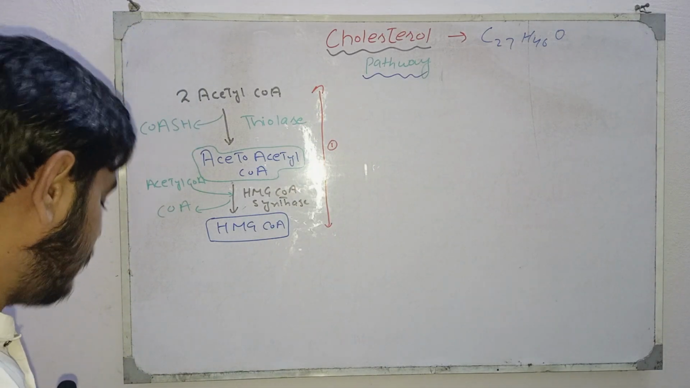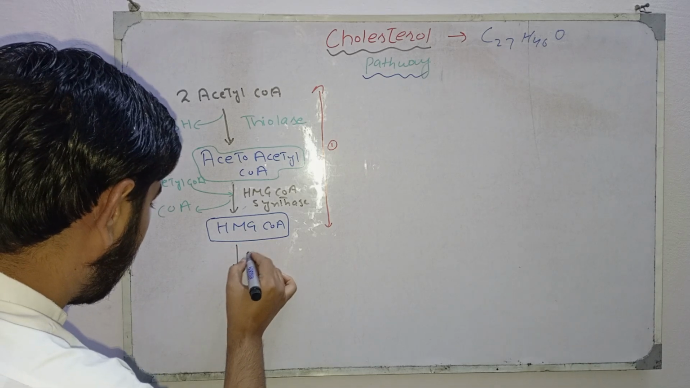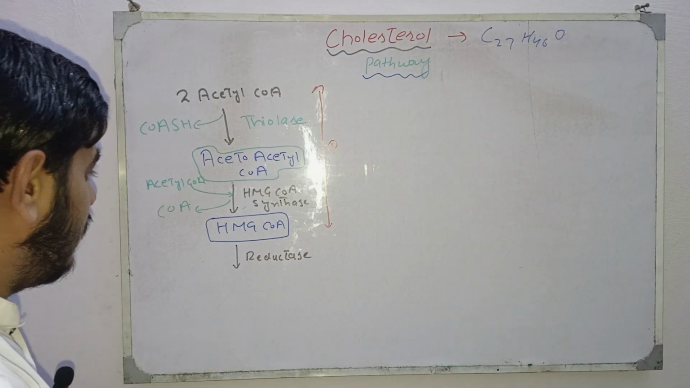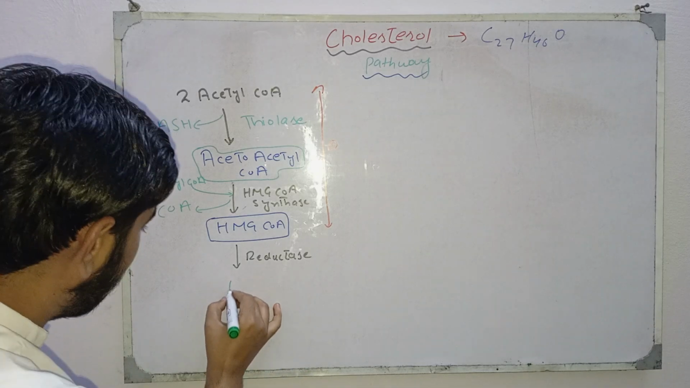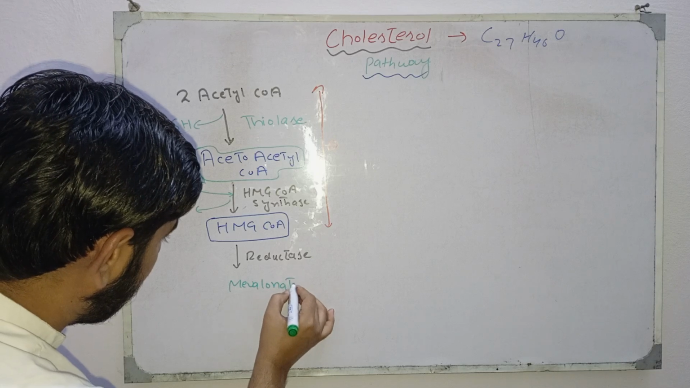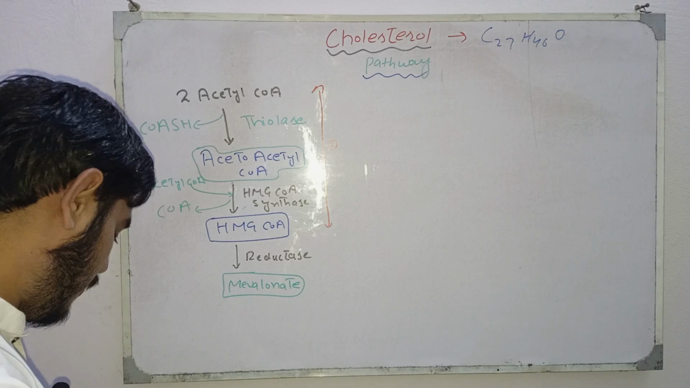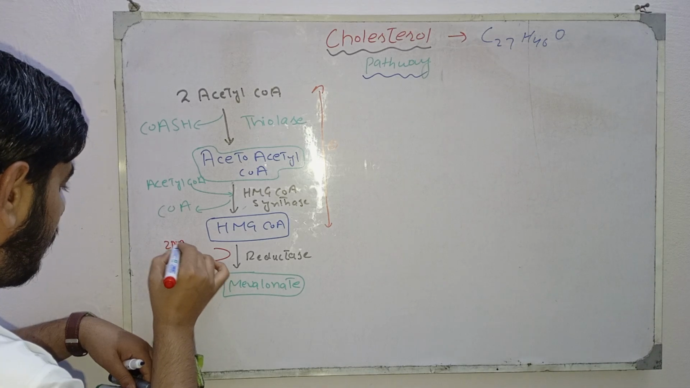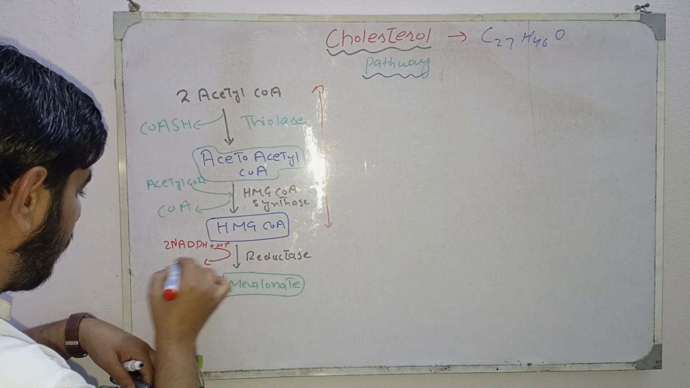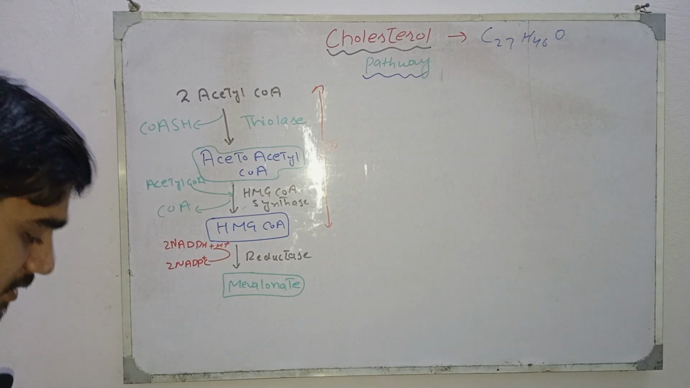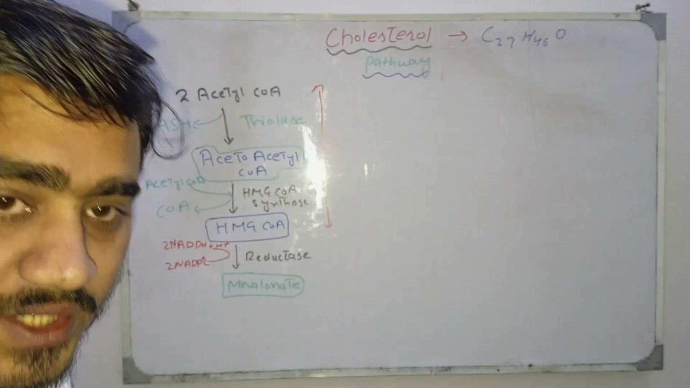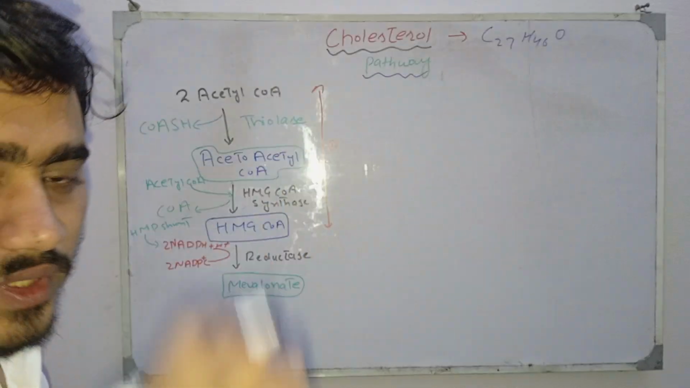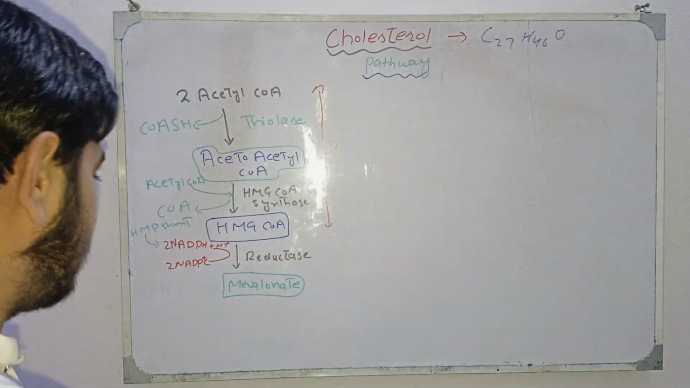In the next step, by the action of HMG CoA reductase enzyme, it converts into mevalonate. This NADPH is obtained from the HMP shunt pathway. We will discuss this in further detail in carbohydrate metabolism, and this is the second step.